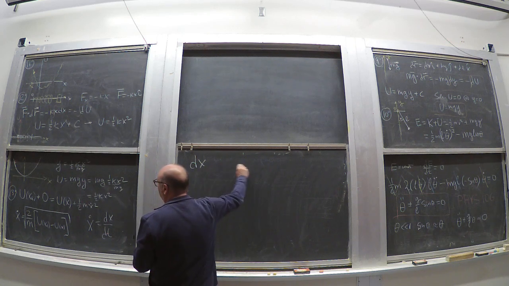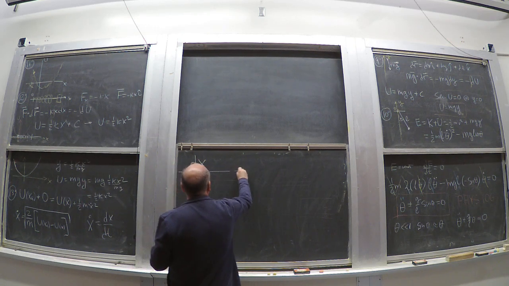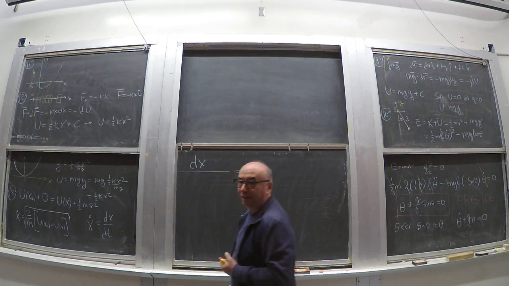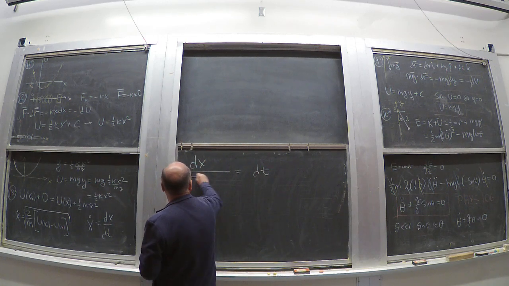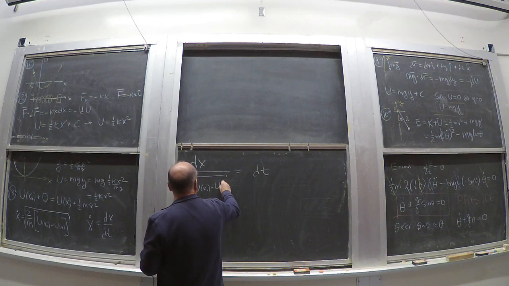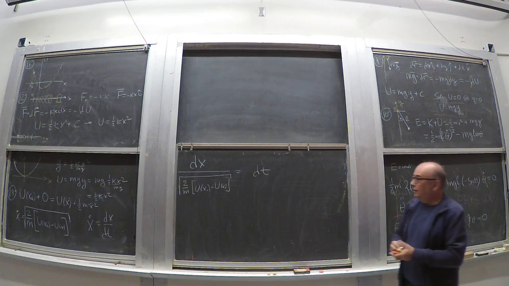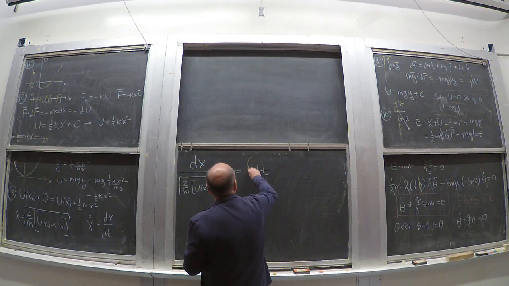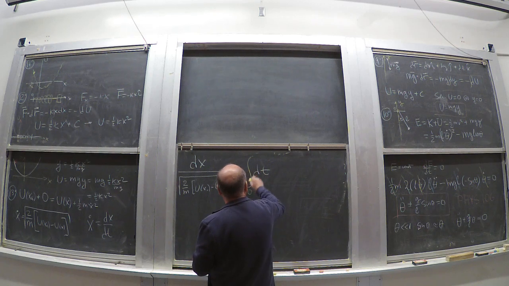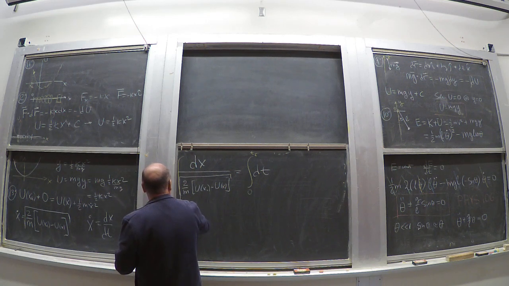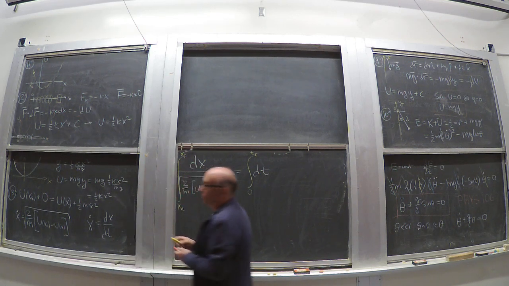dx over dt equals radical. Can I move this radical here and dt there? So what is here then? Awesome. We're good? And now what can I do? Now I can integrate this from the beginning to t final, and I can integrate this from x initial to x final.